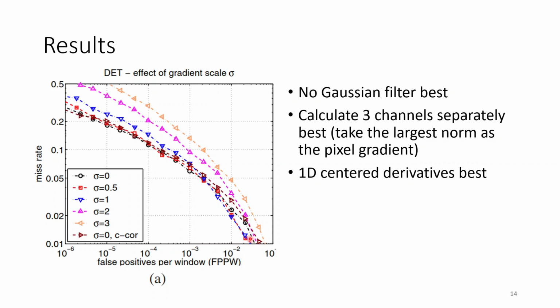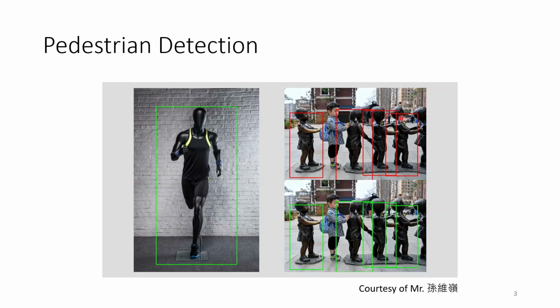So they can adjust the threshold. When they adjust the threshold, assuming a false positive per window, some instances will be labeled as positive, but in fact were not. So it is a case like this. There are a lot of statues here. They are false, because they are not true pedestrians, but they are labeled as pedestrians. So this is a false positive. However, there is a real pedestrian, but it was not labeled as a pedestrian. So this is a false negative.